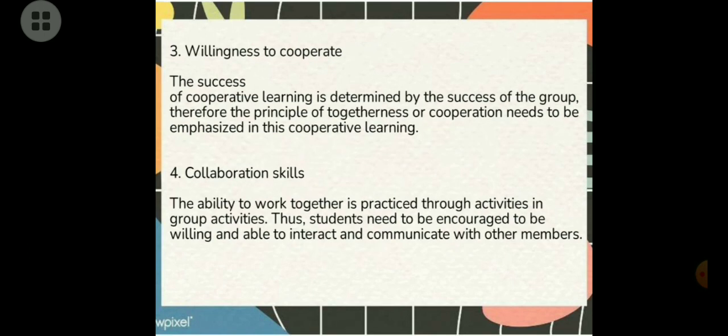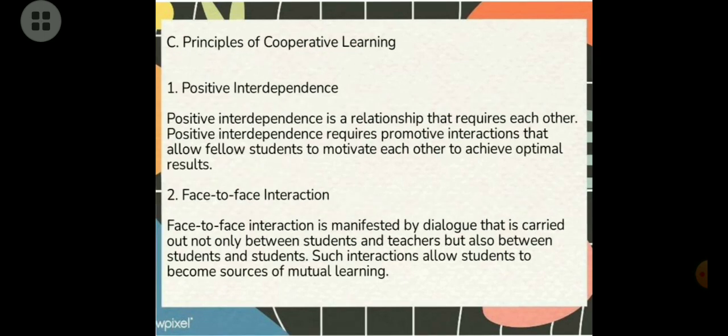3. Willingness to cooperate. The success of cooperative learning is determined by the success of the group. The principle of togetherness or cooperation needs to be emphasized in this cooperative learning. 4. Collaboration skill. The ability to work together is practiced through activities in group activities. Thus, students need to be ensured to be willing and able to interact and communicate with other members.